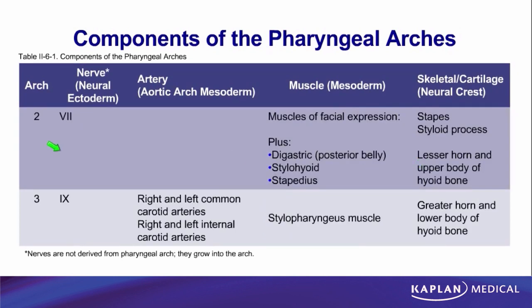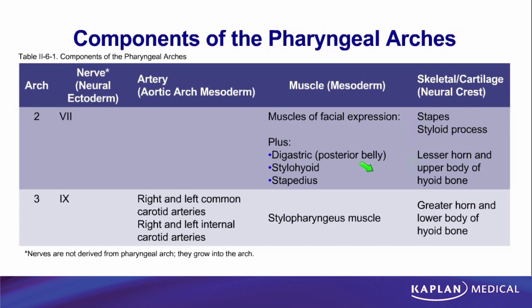The second arch, we said the facial nerve grows into it. The mesoderm of the second arch gives us all the muscles of facial expression plus these 3. We've already mentioned the stapedius. Now we add those 2 plus all the muscles of facial expression. So all of those muscles are innervated by the facial nerve. More about that, very important when you do neuroscience. But all of that's derived from mesoderm of the second arch, and we know that because they're all innervated by the 7th nerve. The neural crest of the second arch, we already said, gives us the stapes, and now we can add to that, gives us the styloid process and part of the hyoid bone.